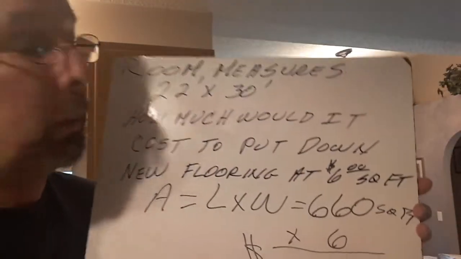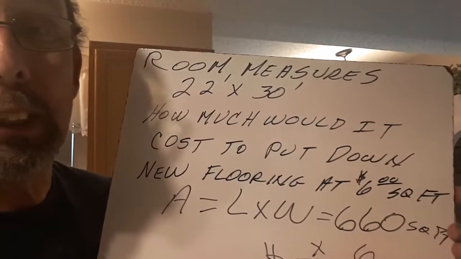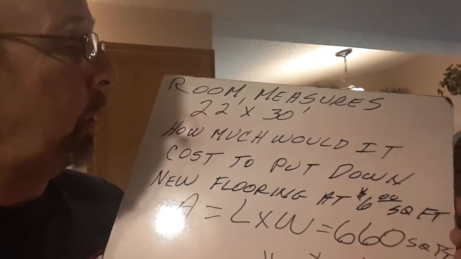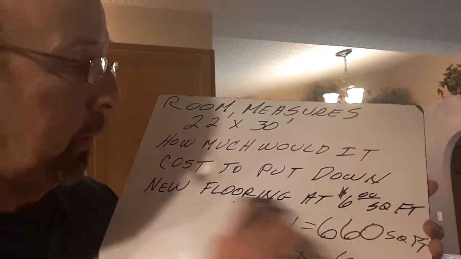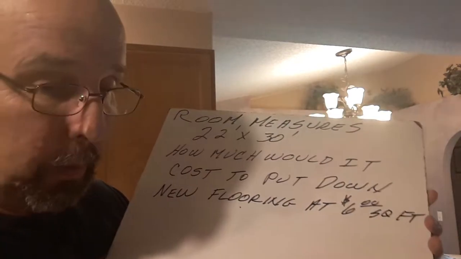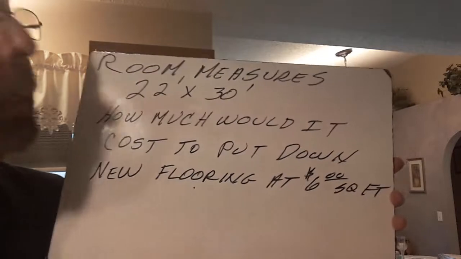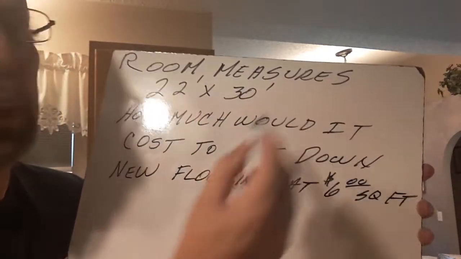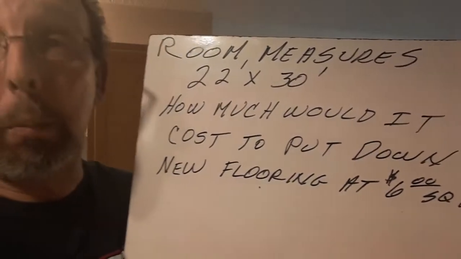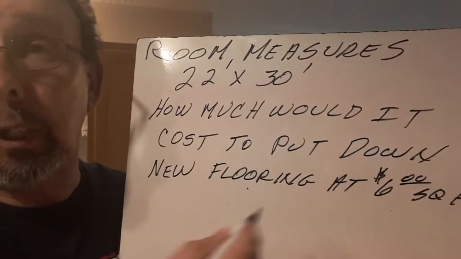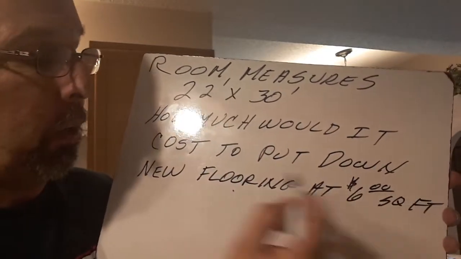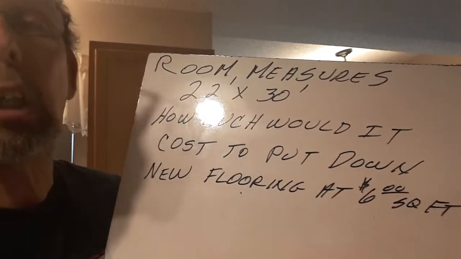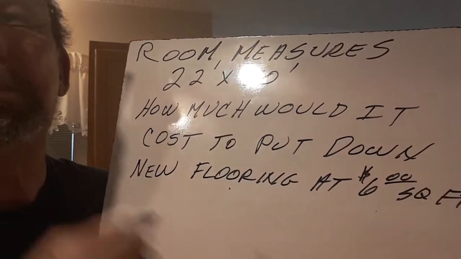Another question has to do with area. Not perimeter, but just area in this case, all right? I already did this, I'm going to erase some of it. Say, for instance, you have a room that measures 22 by 30. What is that shape? If you have a room with that shape, 22 by 30, it's a rectangle, isn't it? So how much would it cost to put down new flooring at $6 a square foot?